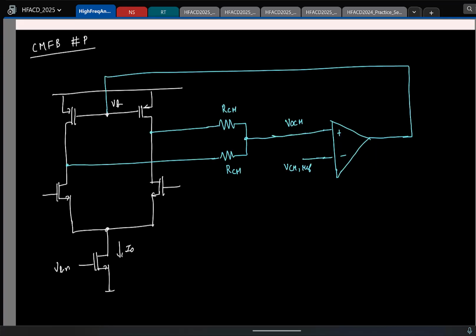So let us say I find that the output common mode is increasing. If the output common mode is increasing, do you think the PMOS current is greater than the NMOS current or the other way around? When I say the common mode is increasing, the drain voltage here is increasing, let us say. So which means, do you think the PMOS current is greater or the NMOS current is greater? PMOS. As a corrective action, what should I do? Decrease the PMOS current, right? Which means what should I do to the gate voltage of the PMOS? I should increase it. That's what is happening. It's connected to the positive terminal.